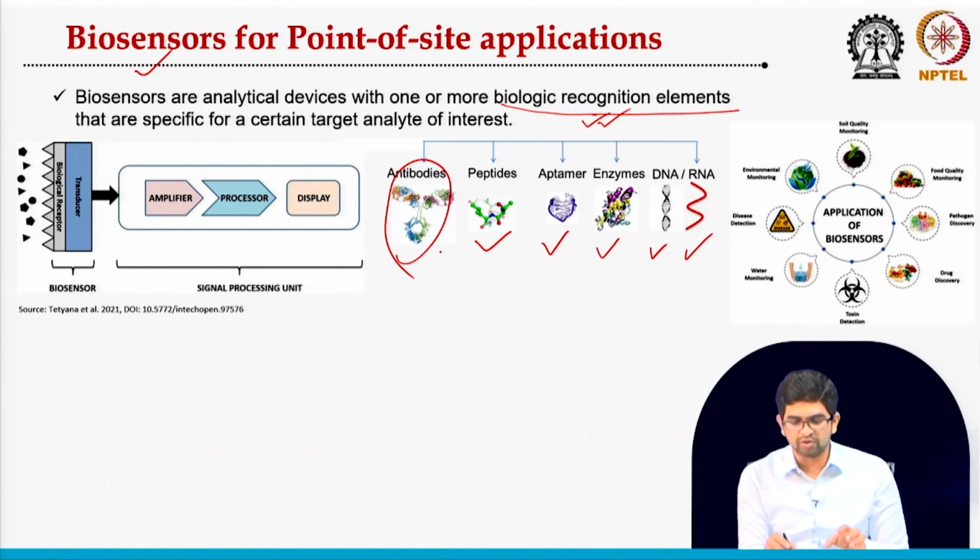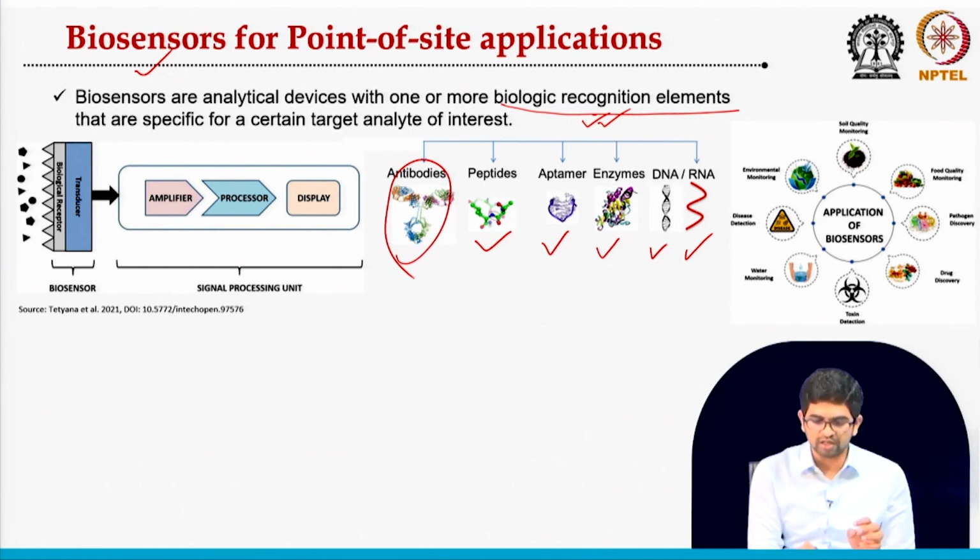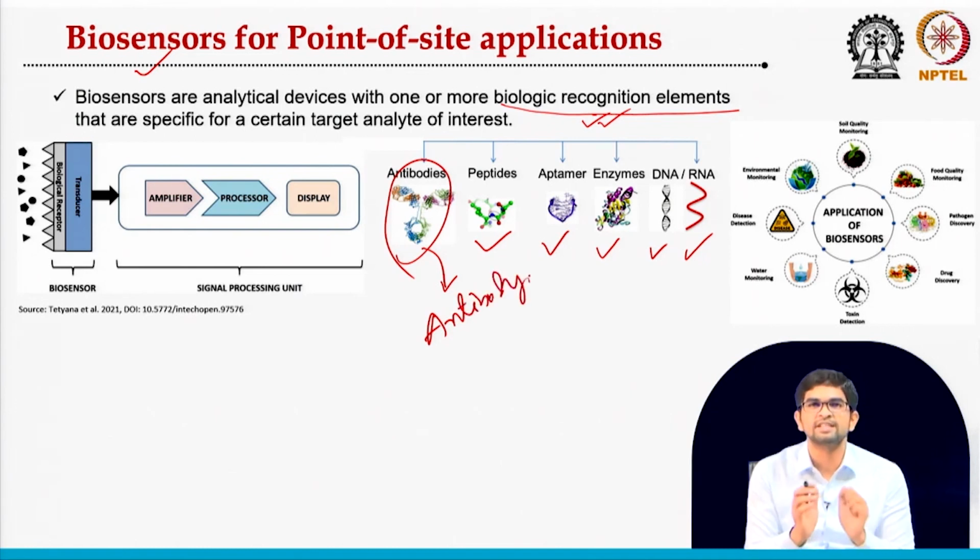I will come to them slowly one by one, but in my whole course, not all of them, but for example, mainly I will use the antibody. I will use the antibody as the receptor on the biosensor surface, but anything you can immobilize on the sensor surface to detect the disease.